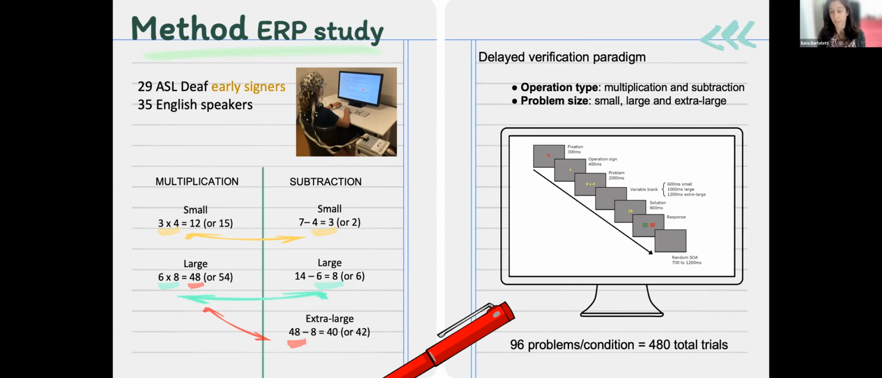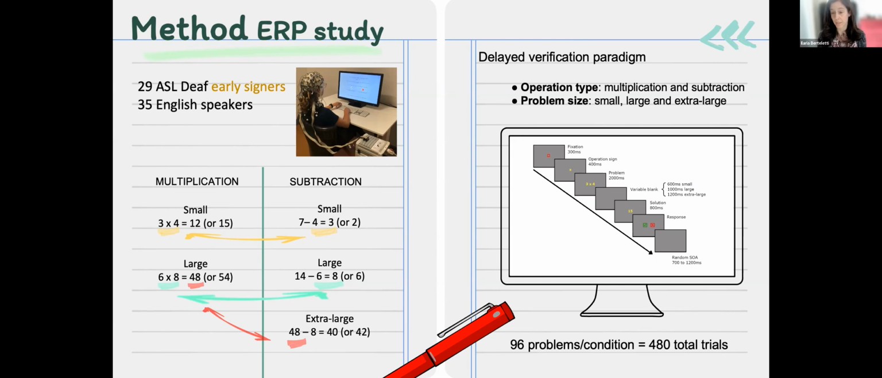We manipulated operation type, multiplications and subtractions, as these show the greatest distinction in the brain, and problem size. We had small and large problem sizes for both operations, but also added a third condition for subtraction problems, because if you look at the problems, large multiplications tend to be much larger in magnitude than large subtractions. So to make sure that our effects were not related to operation type, but to problem size, we had to add this condition.